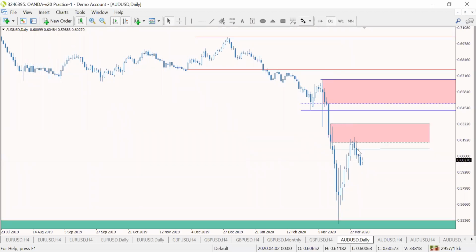But as you can see that it has responded on the daily supply area, but this move is not convincing. It's very slow. It is not convincing. So what am I expecting? I'm expecting to be buying this market. Any buy setup, I will take it. I will take it.